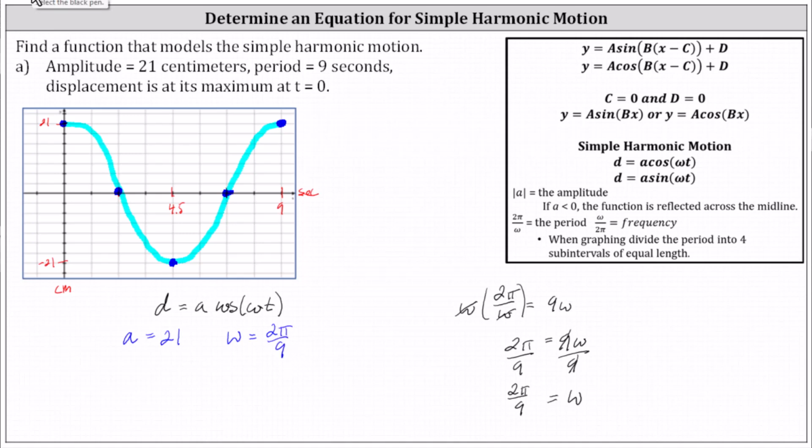Which means an equation that models the given simple harmonic motion is d equals 21 times cosine of 2 pi divided by 9 times t. Be careful here, make sure we have this as a function of t, not a function of x. Otherwise, the homework system will mark the function as incorrect.